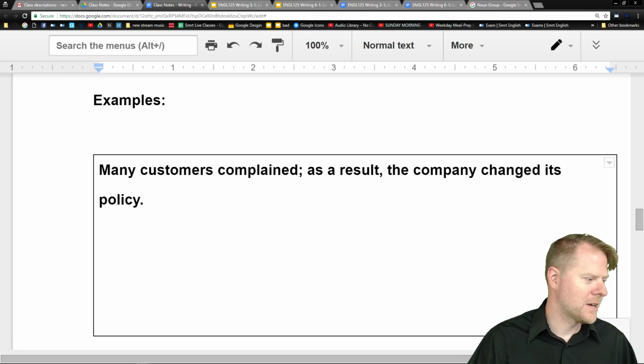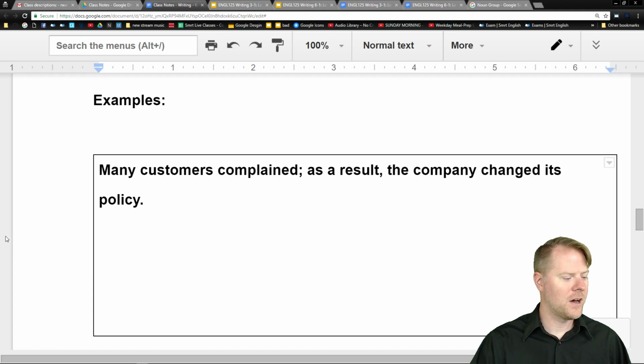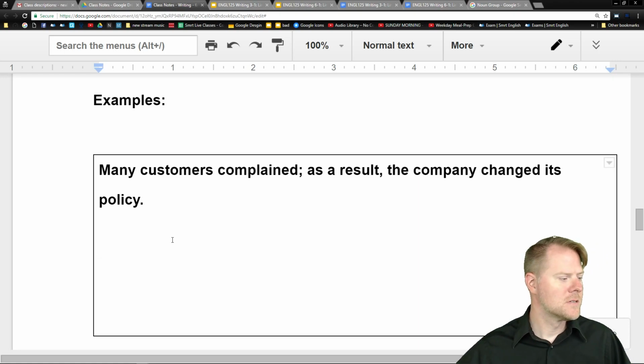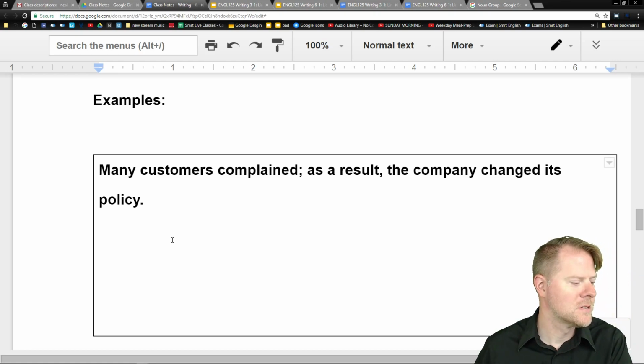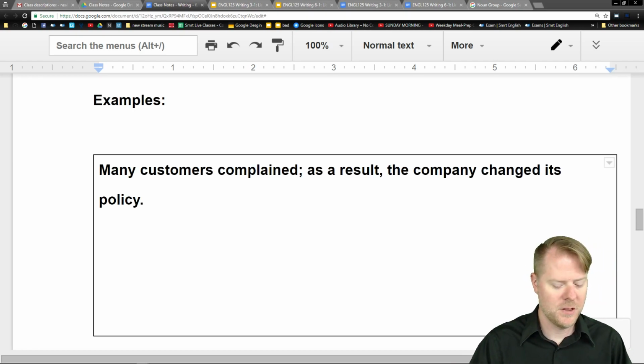You guys are still writing cause sentences. Can you think of an example for an effect sentence? Can you think of an example of an effect? Milena, looks like you came up with one. Let's take a look at it.